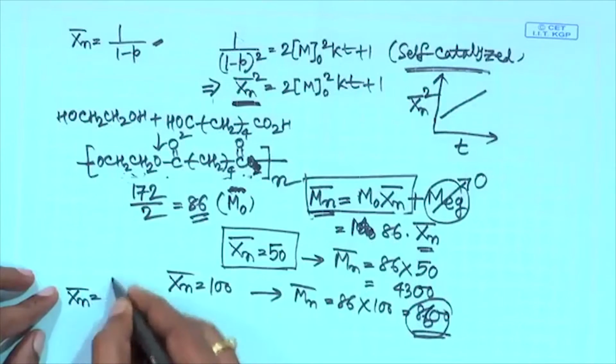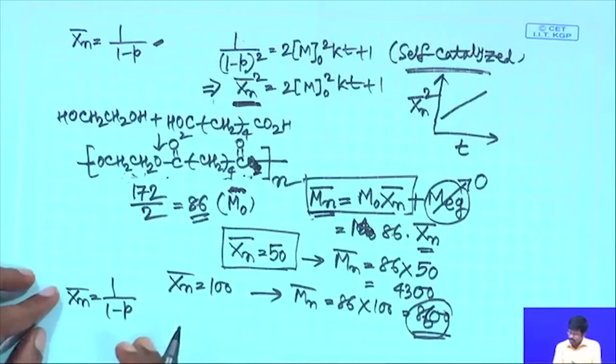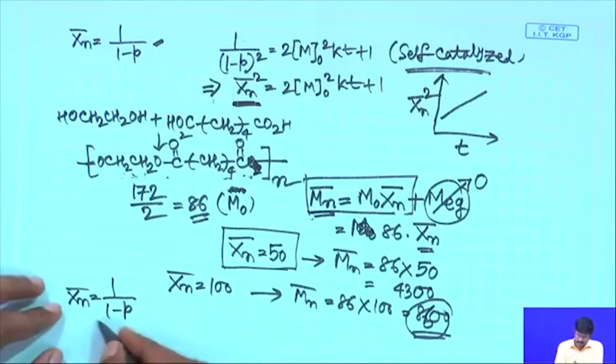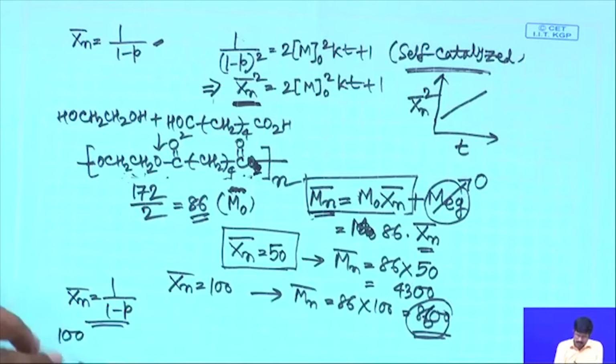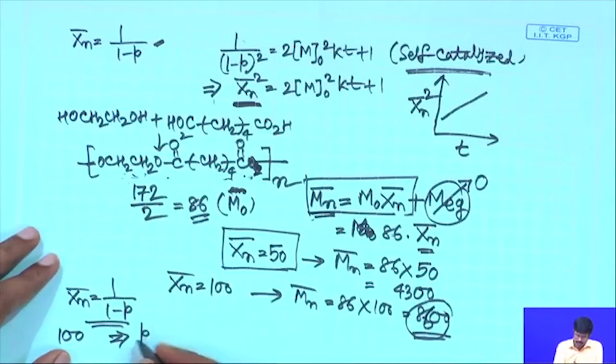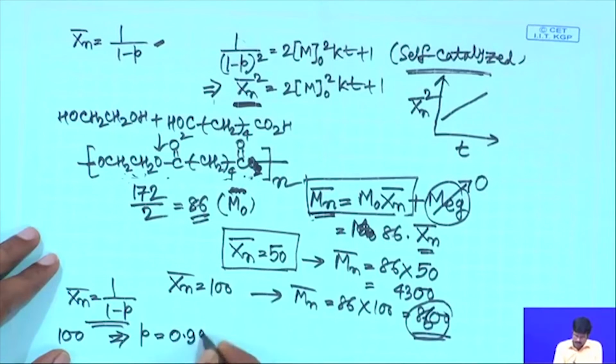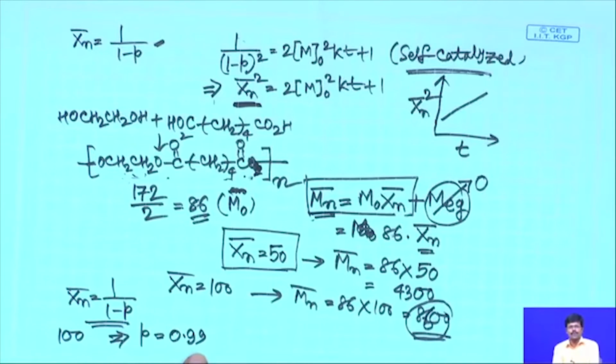Now in order to achieve this value of Xn bar, whatever the degree of polymerization, how much the reaction has to proceed will be given by your Carothers equation. So you know your Carothers equation is Xn bar equals 1 divided by 1 minus P. So to get Xn bar 100, if you put that value here, what is the value of P, the extent of reaction? That is 0.99. So you need 99% conversion in order to get an Xn bar of 100, which will give you only a molecular weight of 8600 for this particular system.